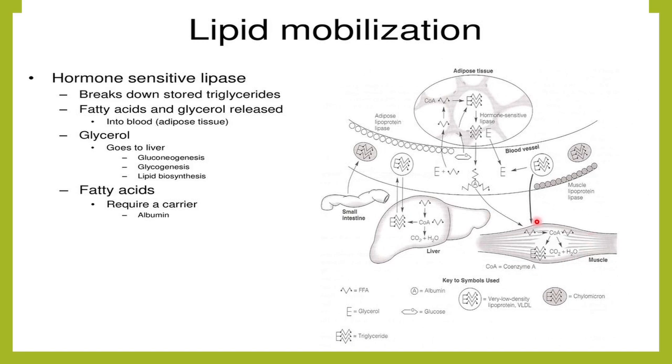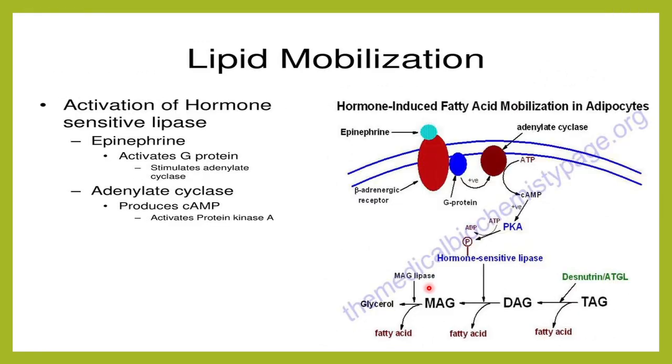And now the fatty acid that is released requires a carrier. It cannot go alone, it will not mix, so it needs a carrier to carry it. So this is the mobilization you can see in this picture. This also requires various enzymes like epinephrine, adenylate cyclase, etc. This helps in the mobilization of this lipid.